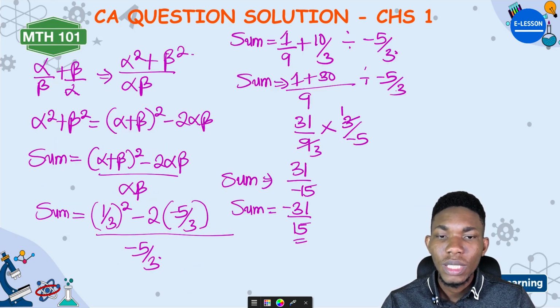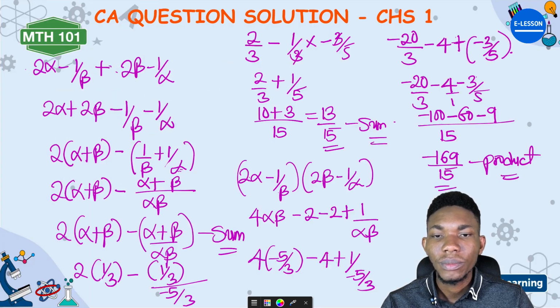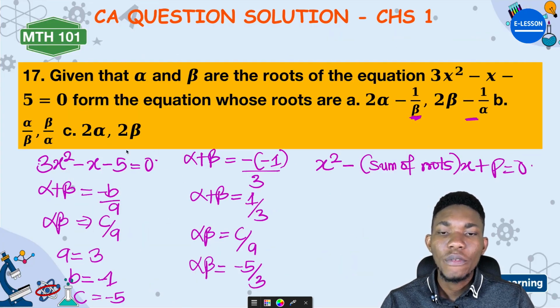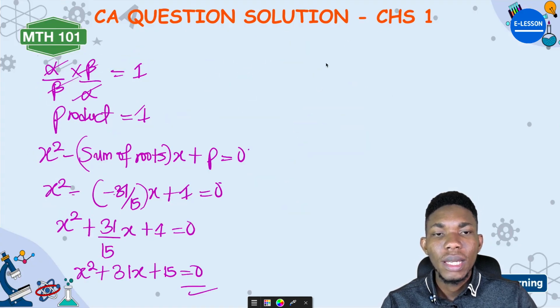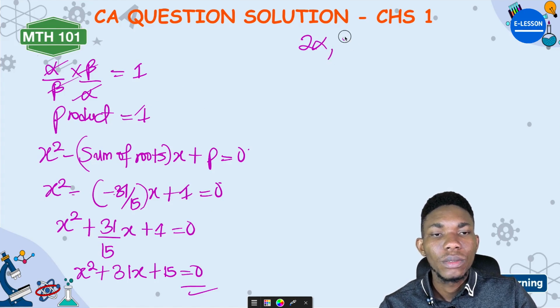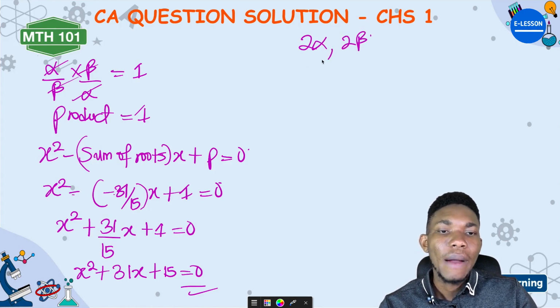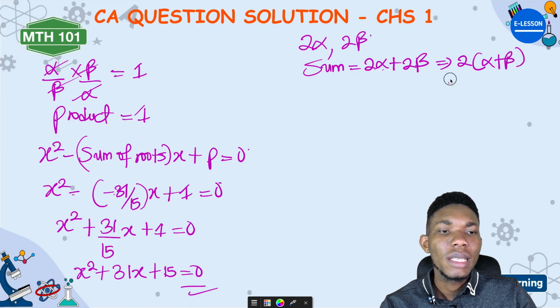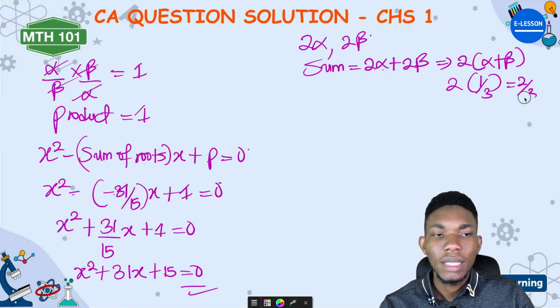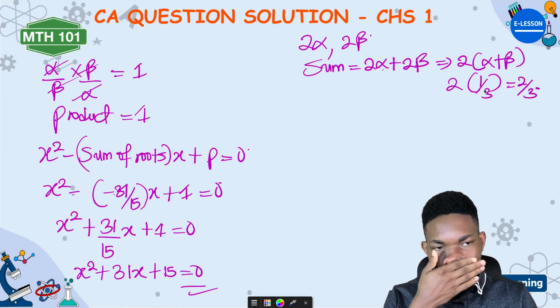Then the last one for this question was 2 alpha and 2 beta. All right? So how do we get it? 2 alpha, 2 beta. Our sum will just be adding them, 2 alpha plus 2 beta, which will give us the LCM. What is common there is 2. So we have 2 bracket what? Alpha plus beta. What is alpha plus beta? 1 over 3. So our sum will be 2 times 1 over 3, which is 2 over 3. So in this case, the sum is 2 over 3.